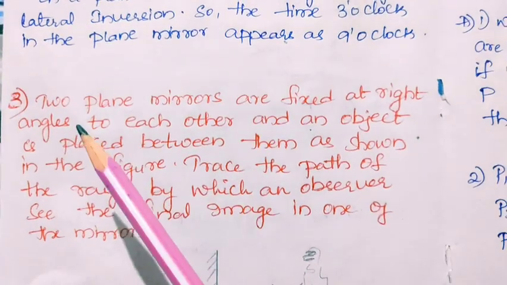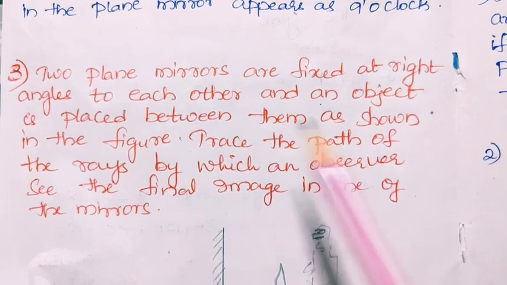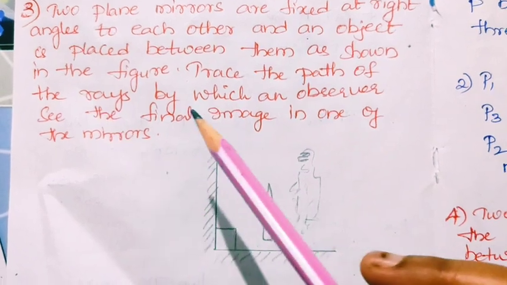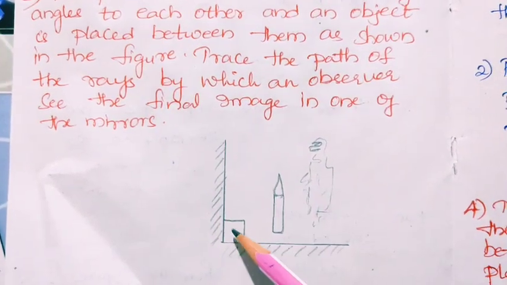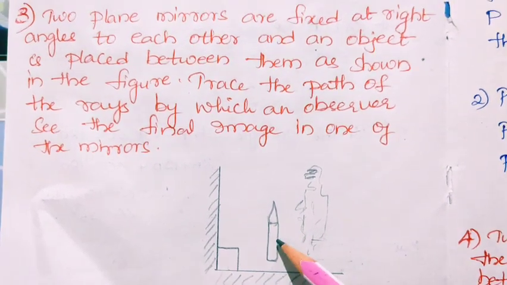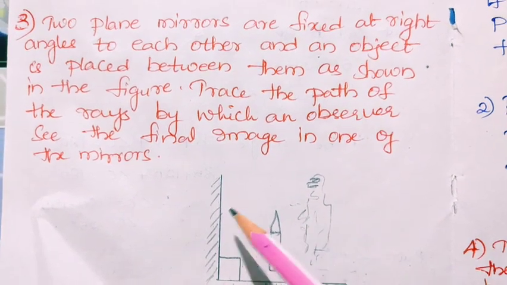Next question. Two plane mirrors are fixed at right angles to each other and an object is placed between them as shown in the figure. Trace the path of the rays by which an observer sees the final image in one of the mirrors. Two plane mirrors are arranged perpendicular and a candle, an object, is placed and a person is observing. So how are the images formed?